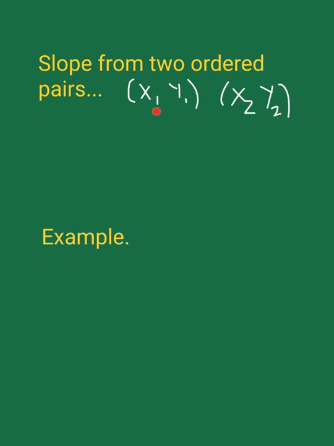And these little numbers that you see, those are not exponents. Those are called subscripts. And the reason we use subscripts is so we can differentiate between the first x and the second x, the first y and the second y.